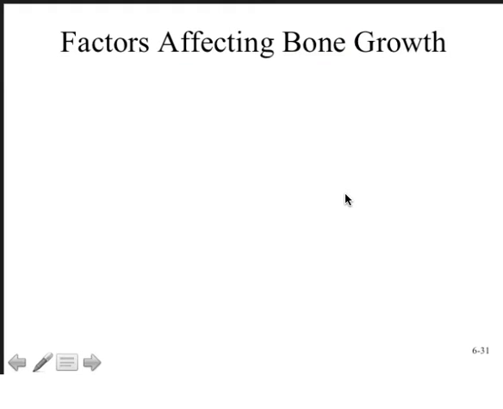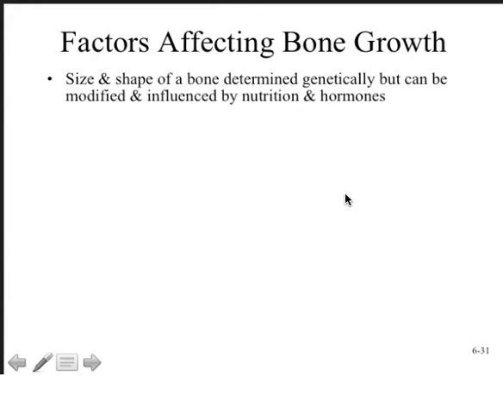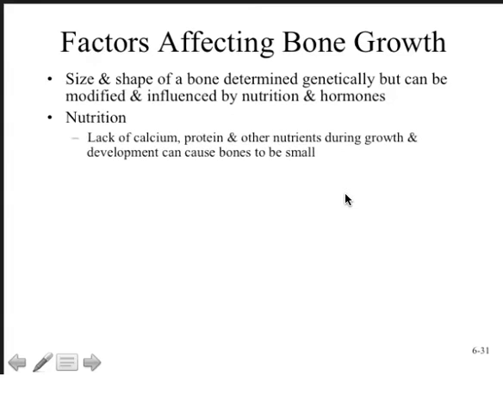Okay, now what are some of the factors that affect bone growth? Well, the size and the shape of the bone is determined genetically, but it can be modified by nutritional status and also by hormone. Nutrition is important because it supplies the building blocks for bone. Calcium, protein, and other nutrients provide the starting material for generating collagen in the mineralized matrix. The other macronutrients, of course, are used to generate ATP, which drives a lot of this biosynthesis.